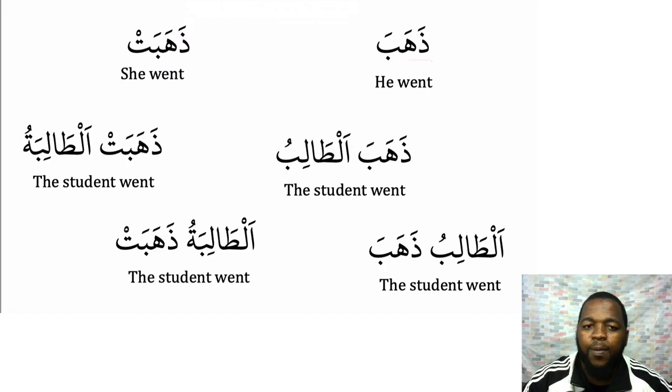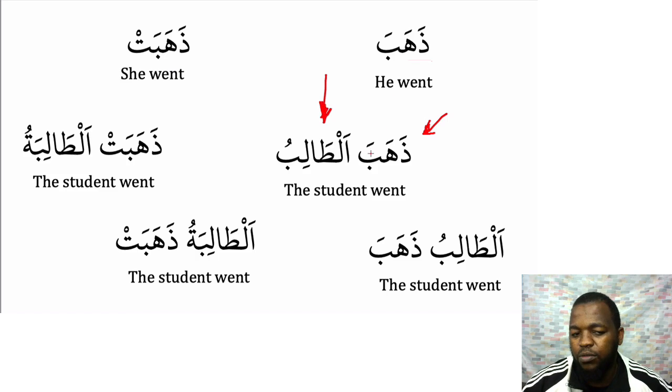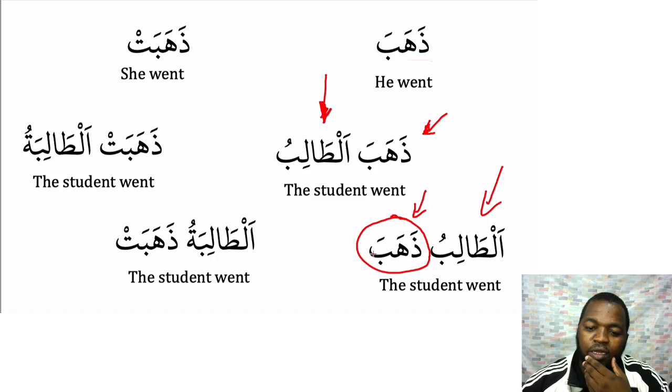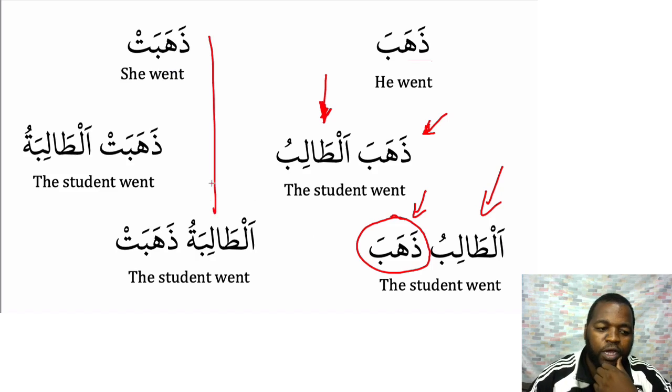Now here, ذهب is the verb. What is the subject? The doer is الطالب. When I say الطالب ذهب, this is a nominal sentence. This is the verb, this is the noun. This is the subject, and this is the verbal sentence, the predicate. And in this predicate, we have the verb and a hidden doer, the subject. Same applies here for the feminine. All right.